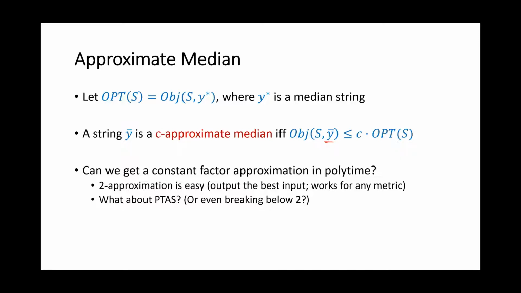And this will work for any metric. It has nothing to do with edit distance. So now the natural question is, what about a PTAS? Can we get a PTAS for the median string problem with respect to edit distance? Or even break below 2? Can we break below 2 in polytime? We don't know any answer to that question.